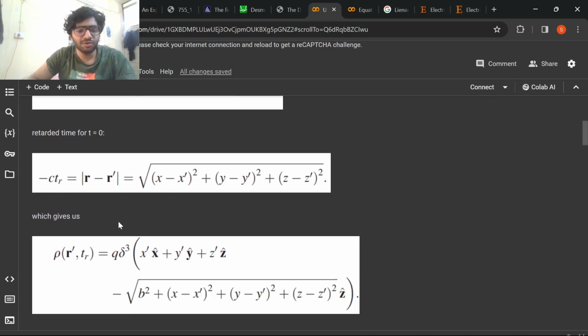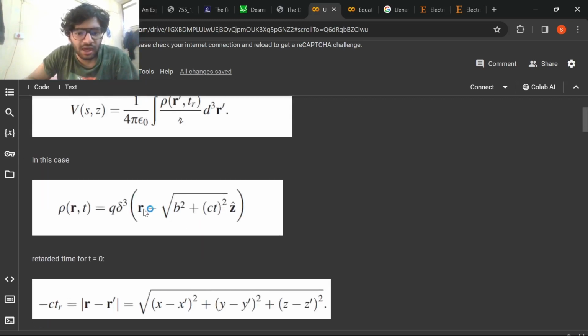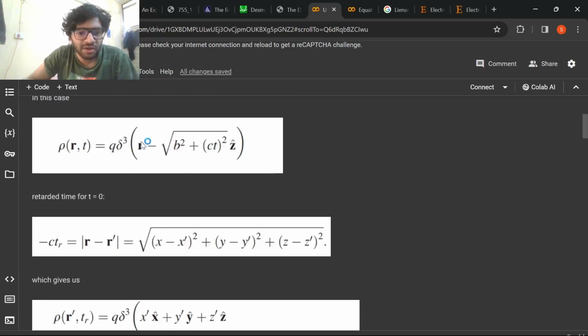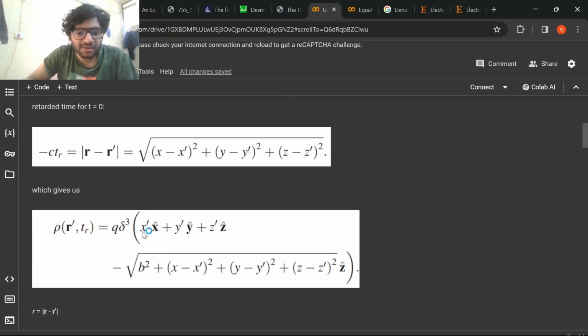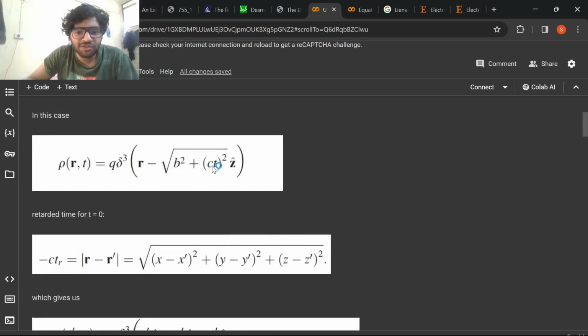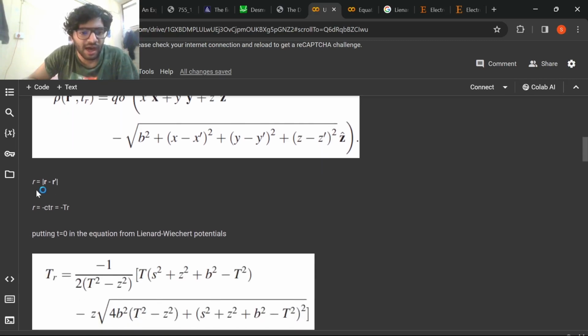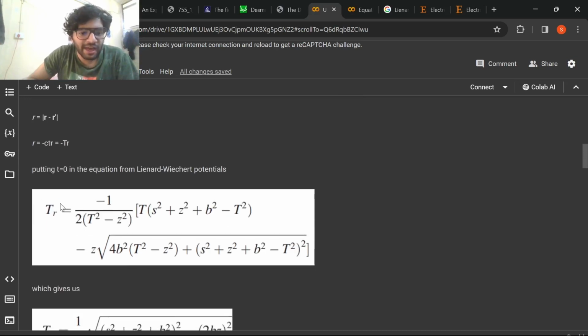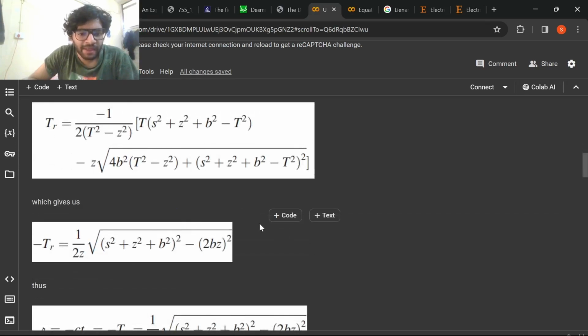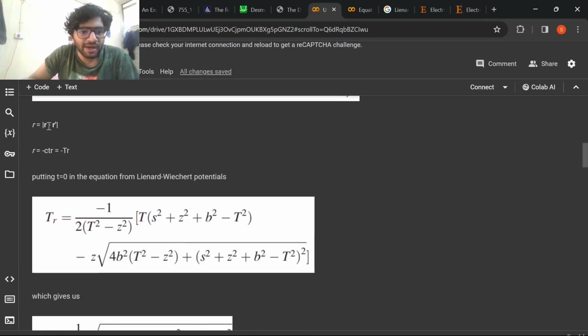And then when we put this into the charge density, we get q into del 3, and this is r minus root of b square plus ct whole square. So your r dash becomes x dash, y dash, z dash, and your b square plus ct whole square becomes b square plus c tr. This r is equal to minus c tr, and this is equal to minus tr, the tr which we got in the Liénard potentials part. So in this tr, when we put t equal to 0, we get this part, and this is equal to this r, mod r minus r dash.